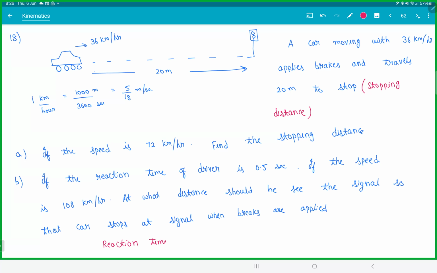So reaction time is the time interval between seeing an event and reacting to it.